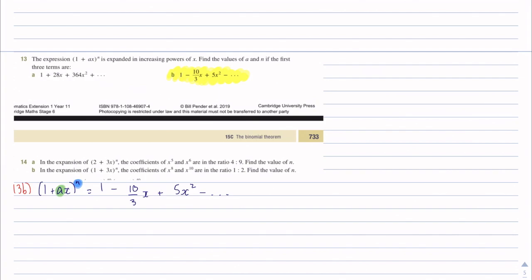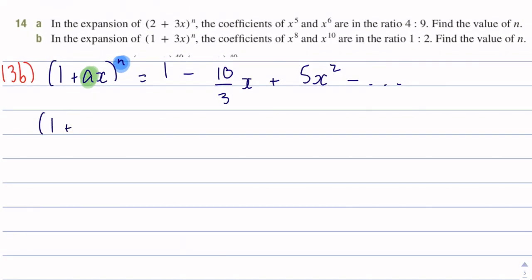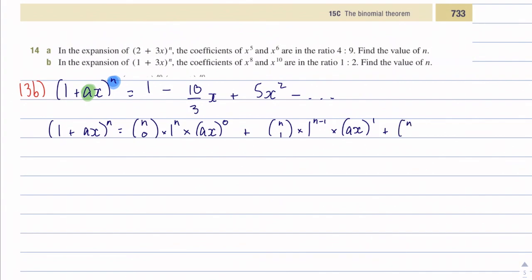But luckily, we've only expanded this for 3 terms. You can see that 1 is a term, -10/3 x is a term, and 5x² is a term. So my generic (1 + ax)^n is the same as nC0 times 1^n times (ax)^0, plus nC1 times 1^(n-1) times (ax)^1, and we've got nC2 times 1^(n-2) times (ax)^2.